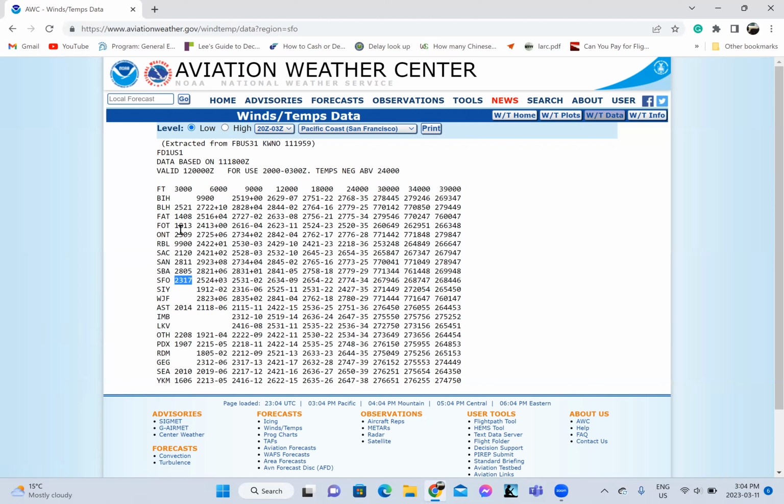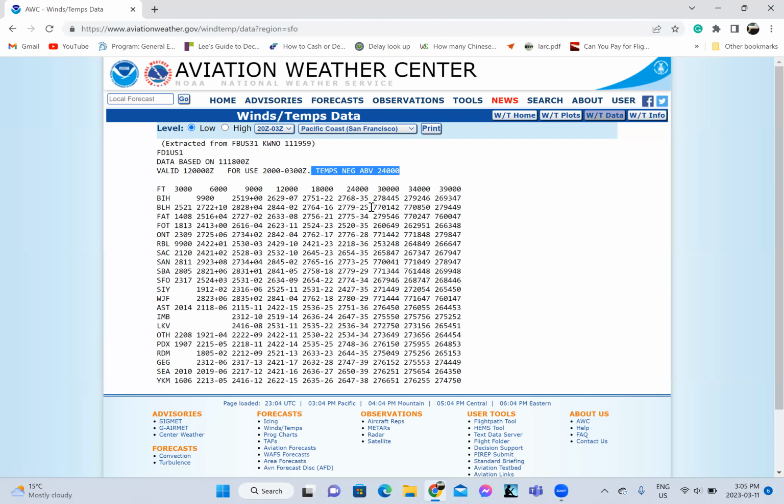Let's take a look at a few of these key ones. If you ever see 9900, it means winds are light and variable. This is what we see at Red Bluff at 3,000 feet. And you'll notice above here, temperatures above 24,000 feet are all negative. You see there's a negative sign here, then it goes away.